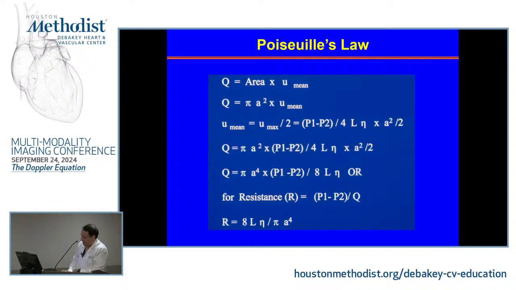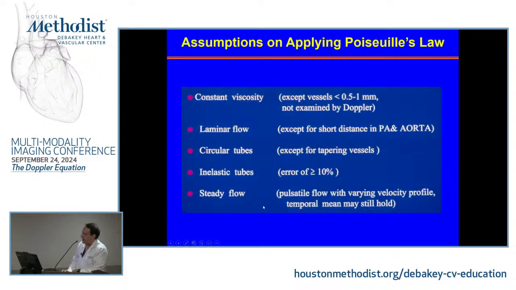Okay, we are there. So now let us take that Poiseuille's law and say, how does it apply to flow in blood vessels? So there are some assumptions that went into that expression. The first assumption is that the viscosity is not different in relation to the size of the vessel. The truth is, if you look at very small vessels, less than 0.5 to 1 millimeters, which we do not see by Doppler, the proportion of red cells to plasma is different, and so the viscosity is different.